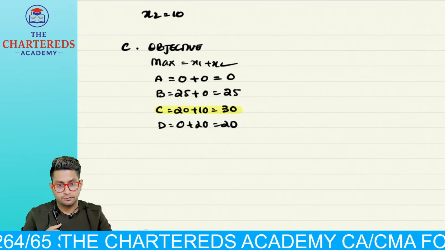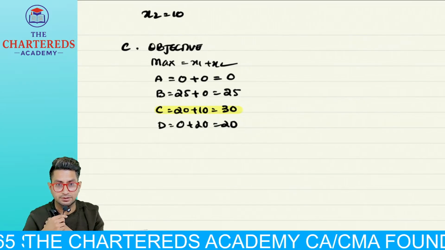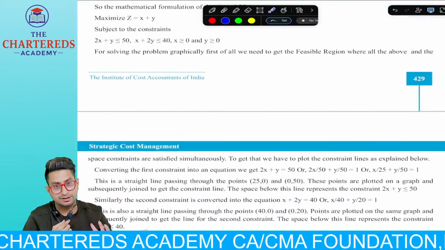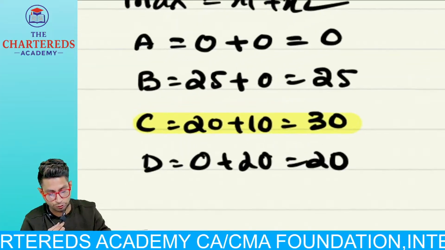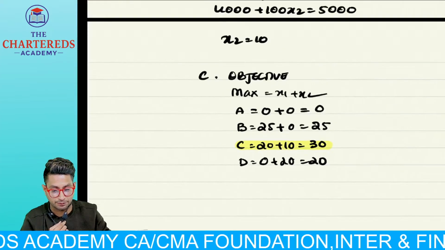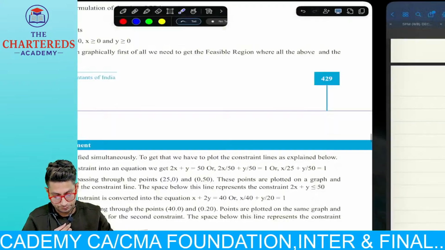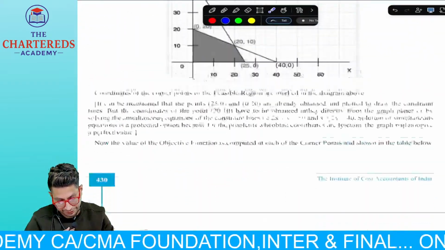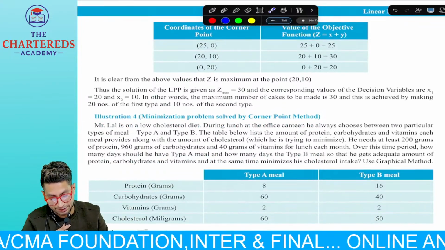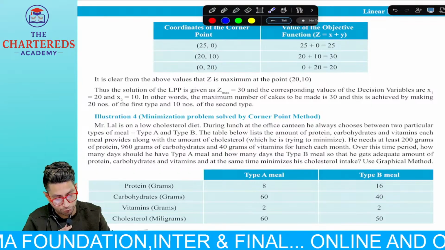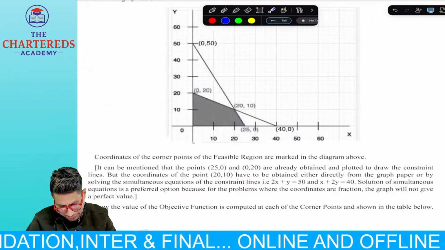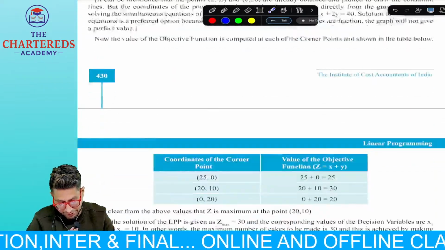Done? The next problem we'll do in the next class. This problem is completed. This is the solution: 20 units of X1, 10 units of X2. Your answer will complete here. Maximum profit will be 30. 20 for cakes and 10 for the other one.